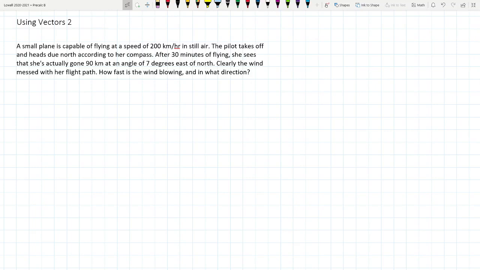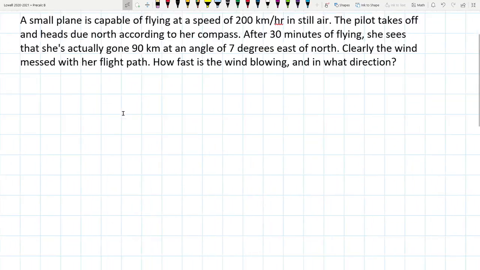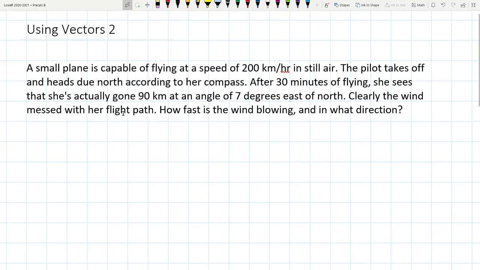Hello folks, as promised we are going to work another problem right here. So in this problem we have our small plane being flown by someone, and our pilot, her destination is some distance due north of her. So she aims her plane, points it due north, or at least as far as the compass is concerned, and she's flying at a speed of 200 kilometers an hour.